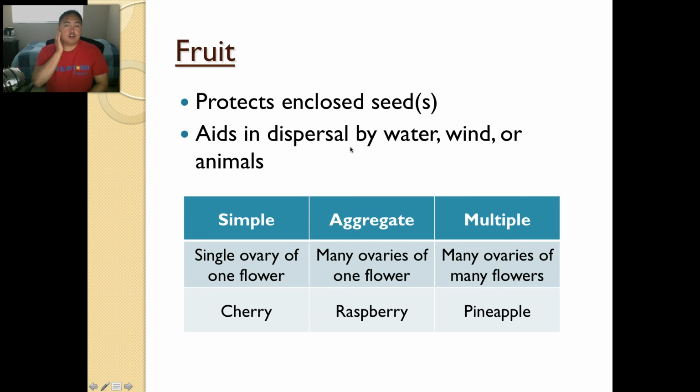So we talked about fruit. Fruit is the part that encloses the seeds. It's the part that allows the plants to grow or to develop, so the fruit is the protection. We talked about 3 types of fruit. They're simple, aggregate, and multiple.